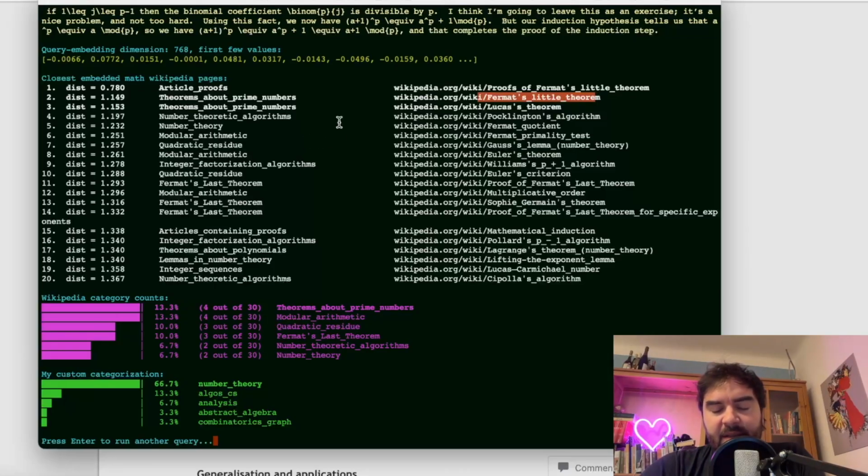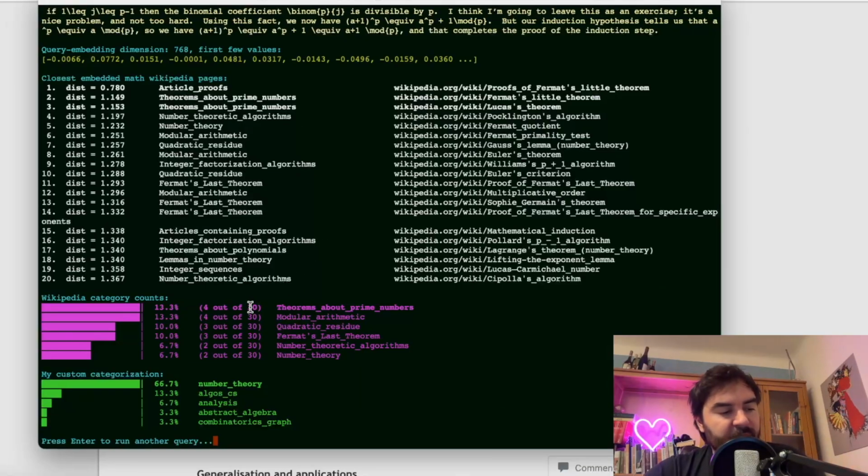Wikipedia, as we will discuss at some length in this video, has its own very fine-grained categories. They are, for classification's sake, not so useful because they are so close to the articles. But every page here is associated with a category. And what I also do here is I count how many times the main Wikipedia category, as I defined it, shows up in the top 30 in this case.